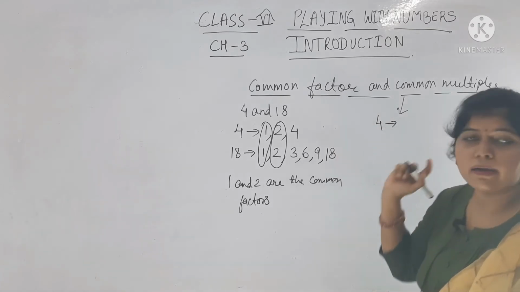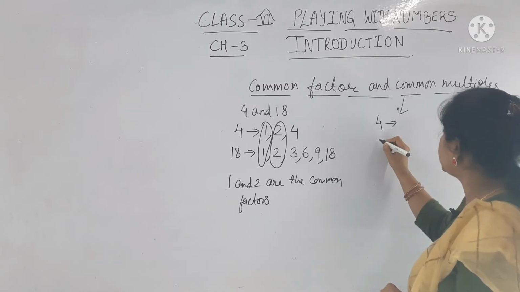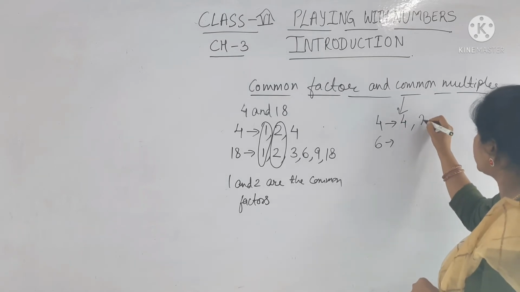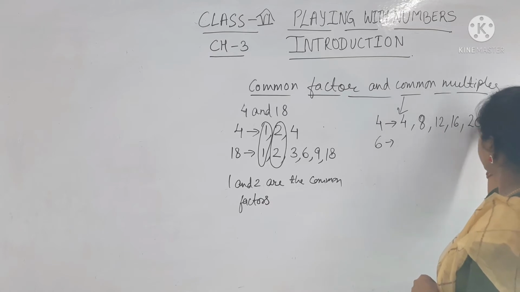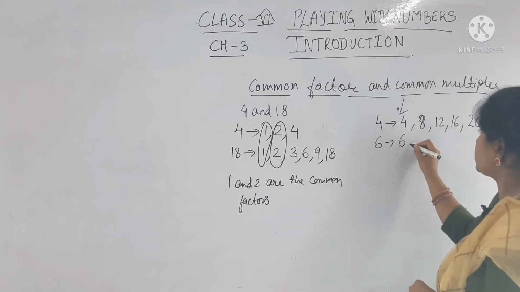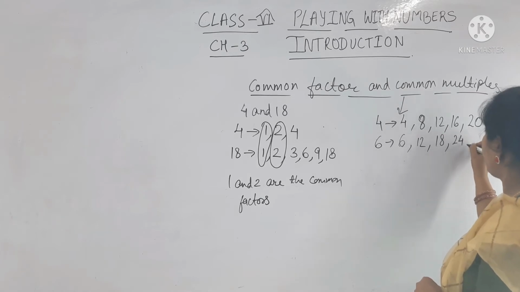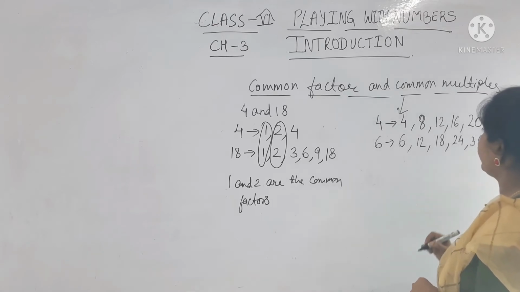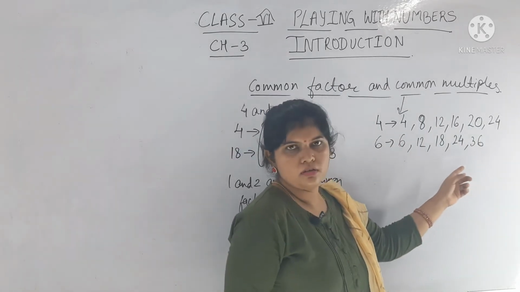I had written the important point that common multiples are infinite. So 4 1s are 4, 4 2s are 8, 4 3s are 12, 4 4s are 16, 4 5s are 20. Okay, 6 1s are 6, 6 2s are 12, 6 3s are 18, 6 4s are 24, 6 6s are 36. Here, up to 6, I had written the table for both.